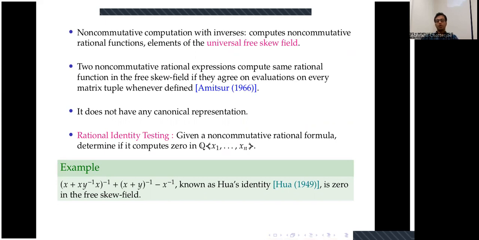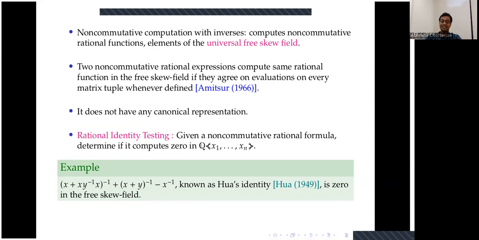Formally, it computes the non-commutative rational functions in the universal skew field. Okay. So what does it mean? Suppose you are given two non-commutative rational formulas and you are asking whether it is a rational identity or not. So you will say that they are computing the same rational function in the skew field if for every matrix substitution, whenever they are defined.